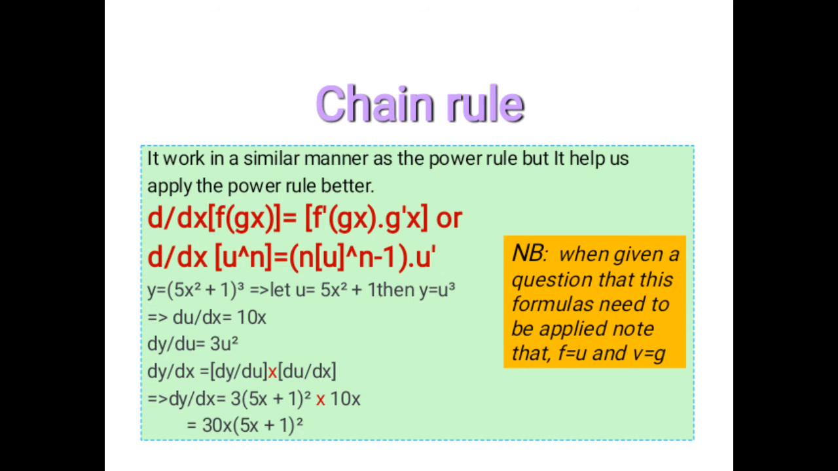Times, differentiating the inside now, you see that when we differentiate 5x squared, according to the first equation, it will give us 10x. So the final answer here will be 10 times 3, which is 30, 30x due to the x here, times 5x squared plus 1 all squared.